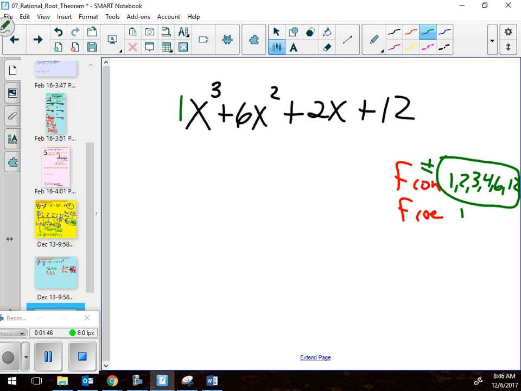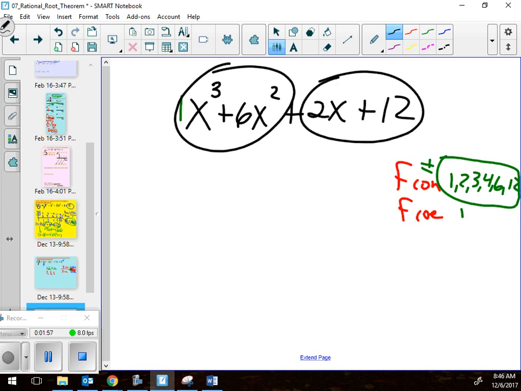But if we want to know, in this case, since I said it would factor by grouping, why don't you guys just kind of cheat a little bit and factor this by grouping and figure out which one of those actually is a root, and then use synthetic to actually prove it.